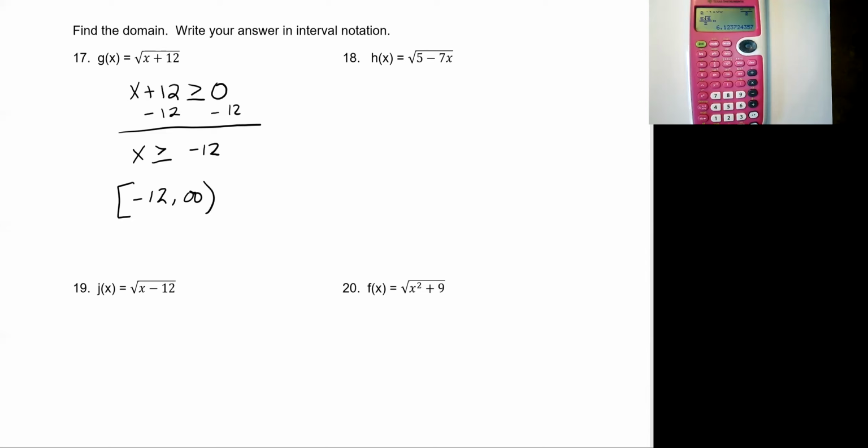To find the domain of a square root, set the radicand greater than or equal to 0 and solve for x. Know that when you divide both sides of an inequality by a negative, you must reverse the inequality sign. So x is less than or equal to 5/7. So that's -infinity to 5/7.